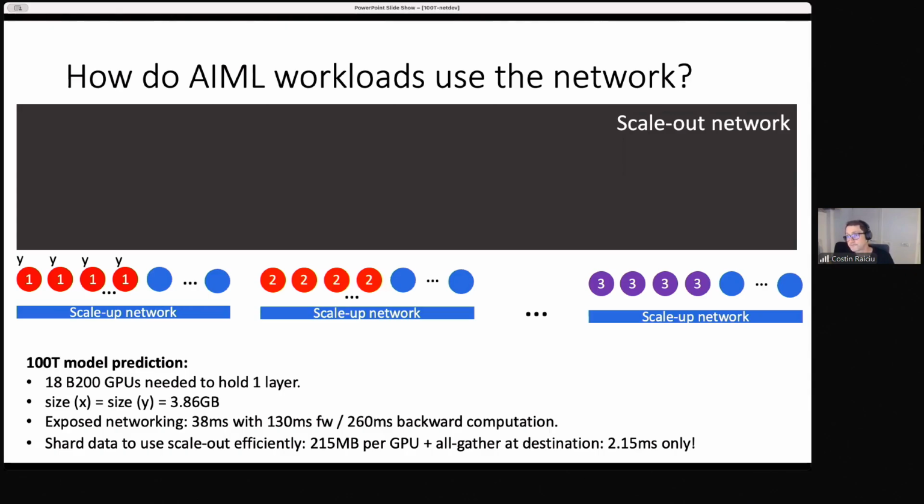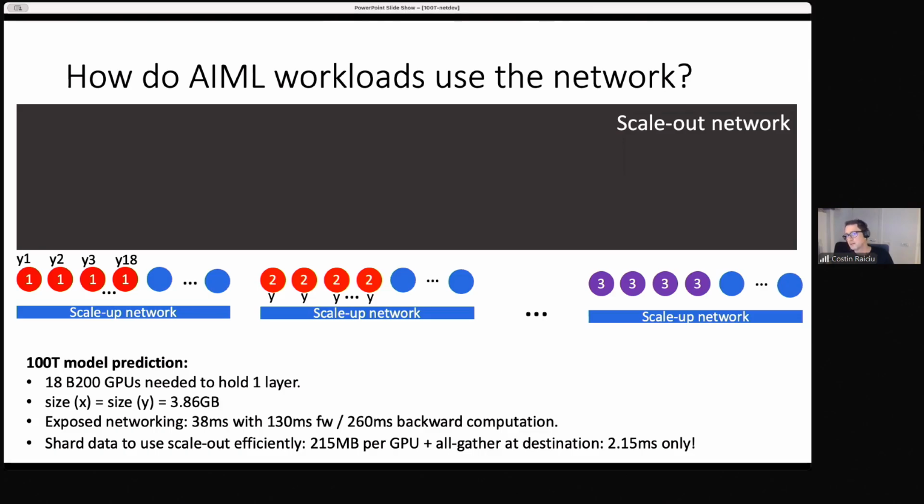So that's a lot. Okay, so to avoid this, what you really want is to basically break up this data into 18 shards because it's the same. And then everyone copies their shard to the remote guy. It's just point-to-point communication. And then there's an all gather happening at the destination where everybody, over the very fast scale-up network, gets the data. And if you do this, then you can do this in like 2 milliseconds as opposed to 38.